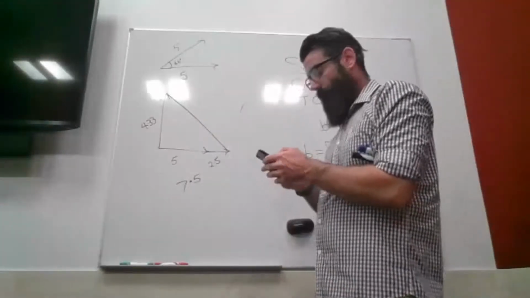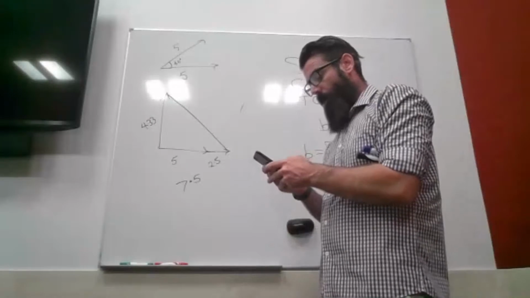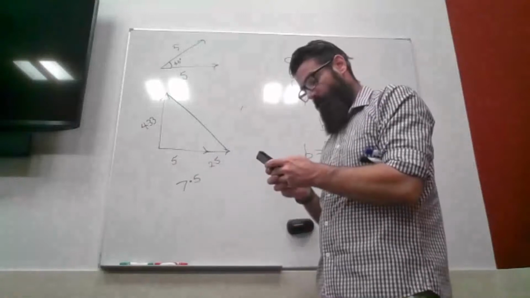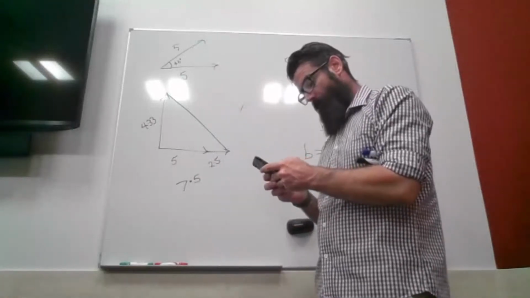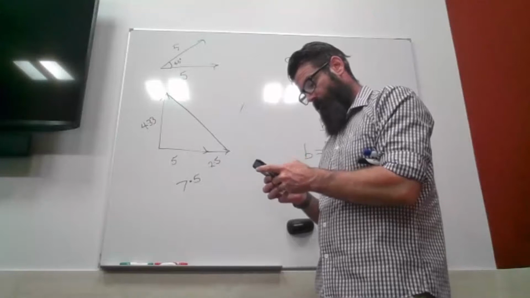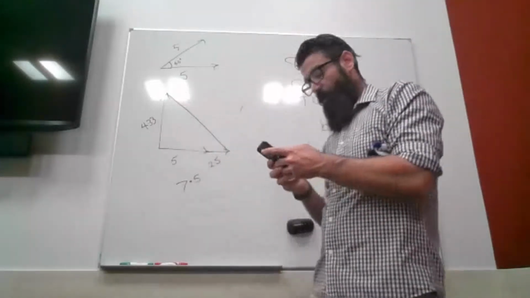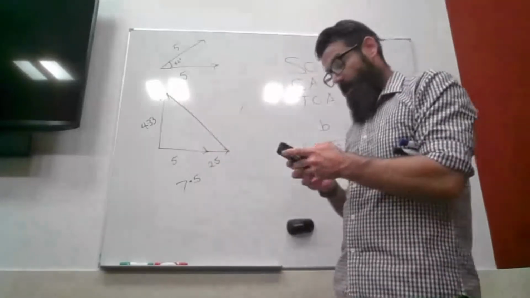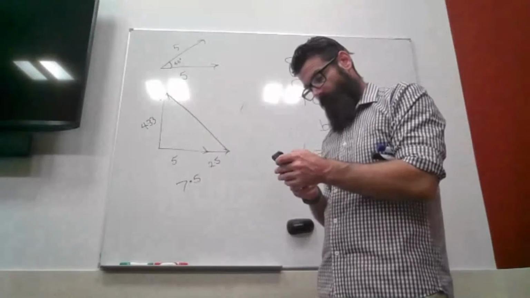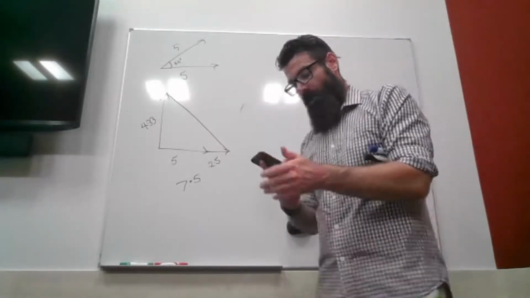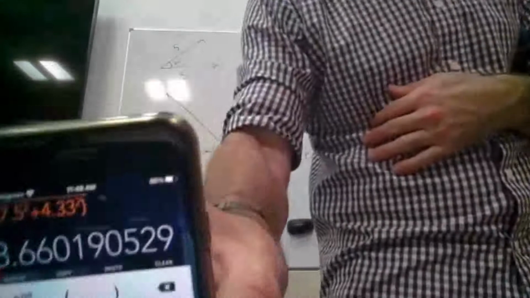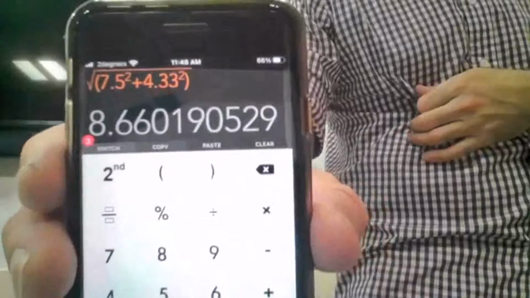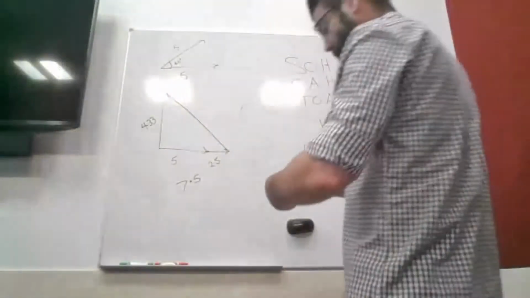So I'm going to use the same formula. I'm going to go square root of 7.5 squared plus 4.33 squared, which should be equal to this side here. And that gives me a value of 8.66. There we go. The square root of 7.5 squared plus 4.33 squared is 8.66.